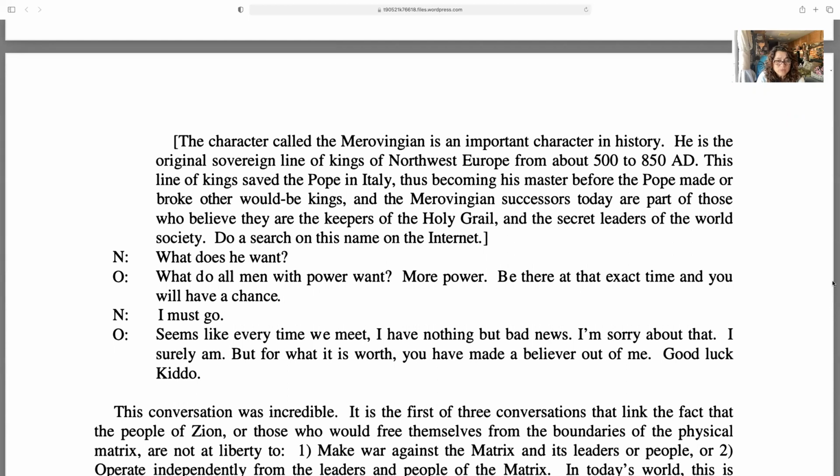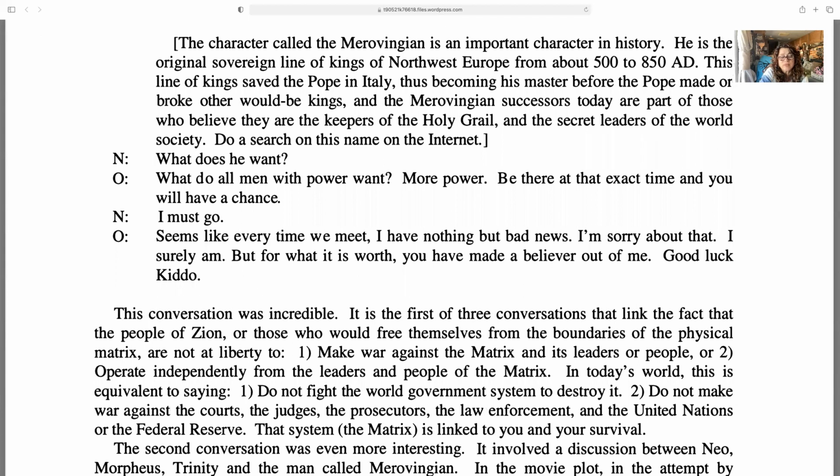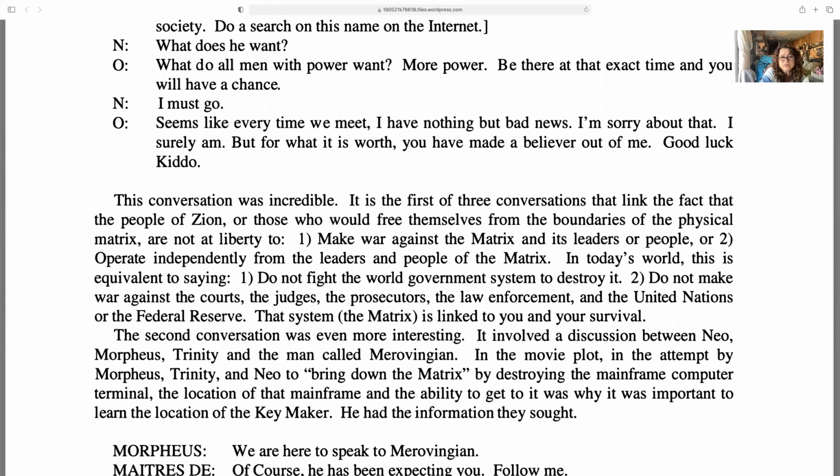Oracle, what do all men with power want? More power. Be there at that exact time and you will have a chance. Neo, I must go. Oracle, seems like every time we meet, I have nothing but bad news. I'm sorry about that. I surely am. But for what it's worth, you have made a believer out of me. Good luck, kiddo.